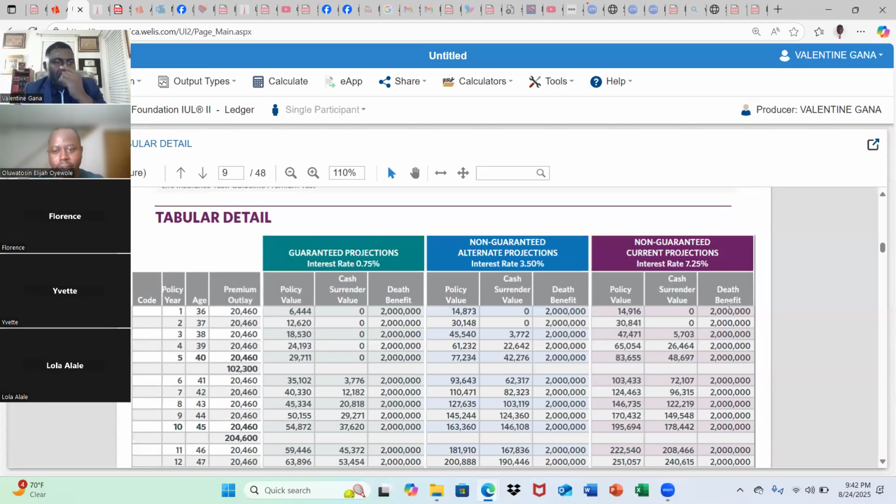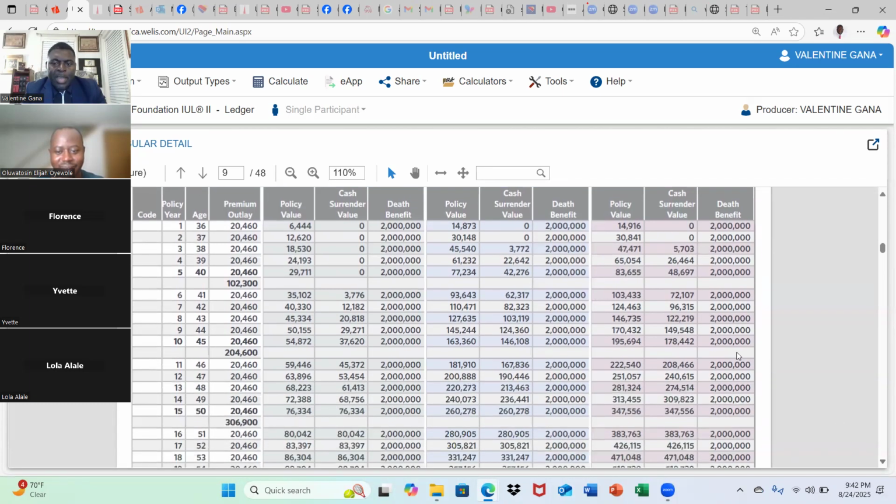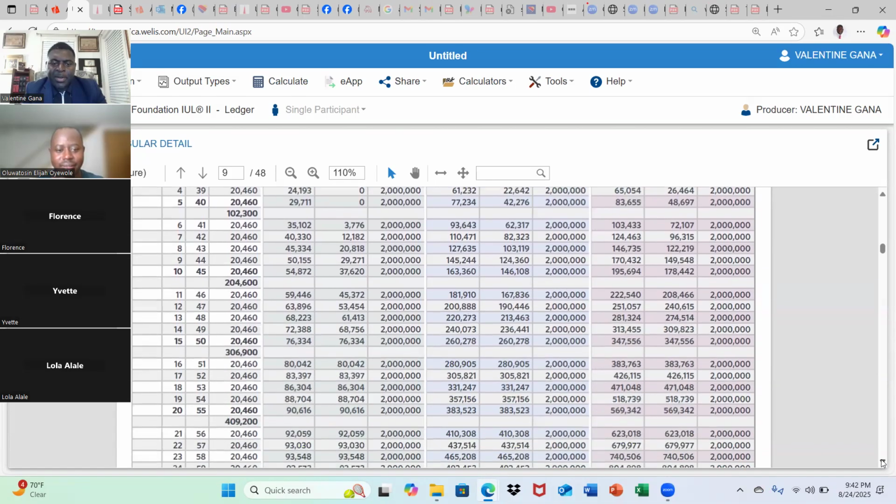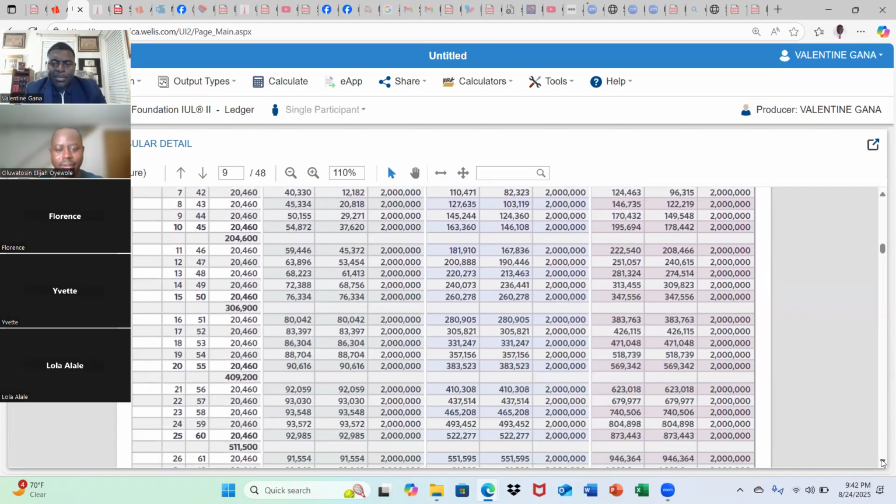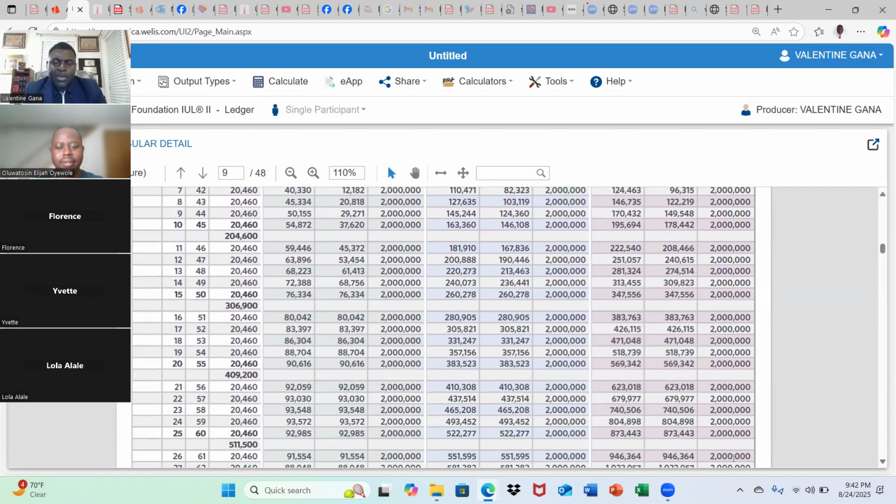Now, what is happening to the death benefit? Is it increasing? No. So cash value is increasing, but death benefit is not increasing. So you can take your cash while you're alive, but if you die without taking your cash, who keeps your cash? The insurance company.